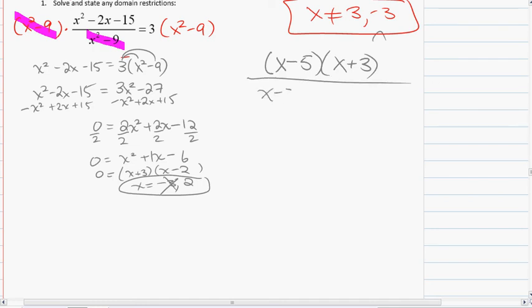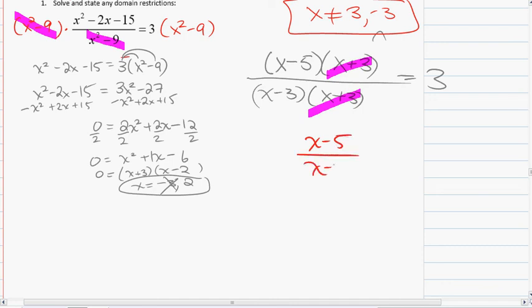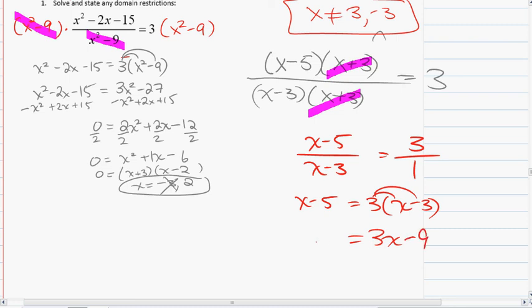The bottom again, x minus 3, x plus 3, this equals 3. You can see now that x plus 3 divides out. Same domain restrictions, of course. So now I have x minus 5 over x minus 3 is equal to 3. And some people like to think of it this way as a cross multiplication problem. So x minus 5 is equal to 3 times x minus 3, which distributing the 3, 3x minus 9 is equal to x minus 5.